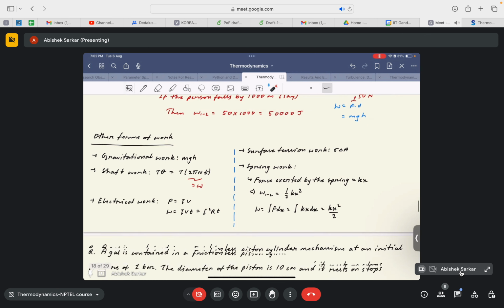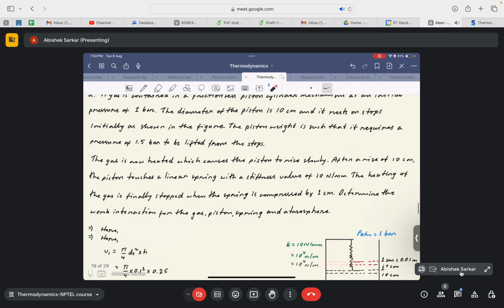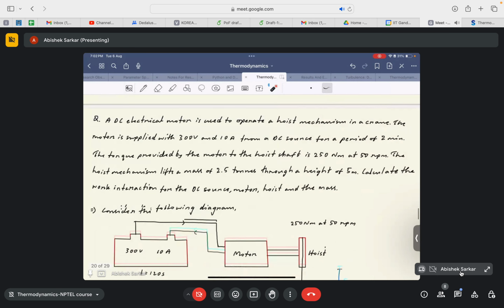Okay. Then finally we have spring work, where work done from 1 to 2 is given by half k x squared. Okay. Now force is given by kx, where x is the displacement of the spring. Then work done is the integral of F dx. If we do this integral, we will get W equal to kx squared by 2. Okay. So now let's go on to this example.